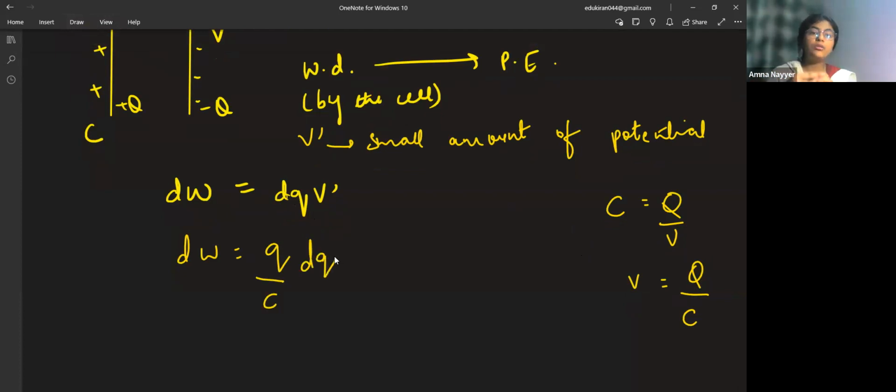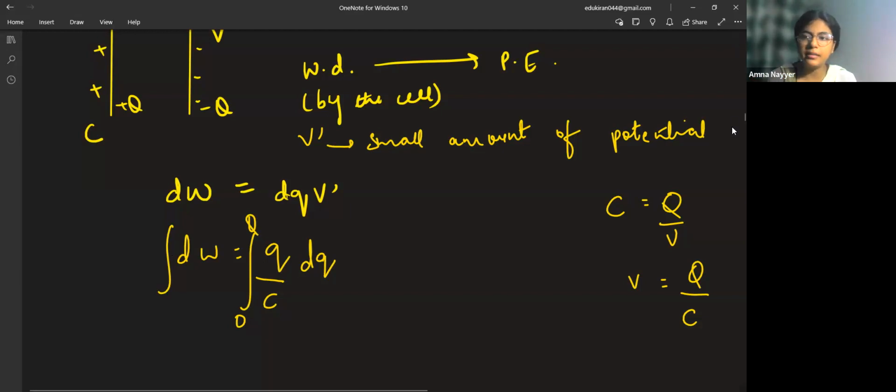So to find out the total work done, total charge, because what will I do with this small amount of work done? We want to find out the entire work done, no? So what we'll do? We'll integrate it. Integrate it from 0 to total amount of charge, that is Q. Just this step you have to understand. Rest of the steps are just your basic integration.